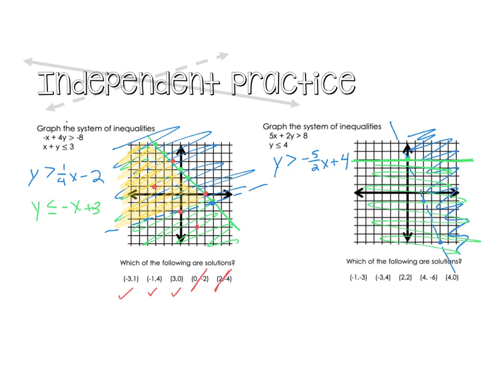So my overlapped area is this area right here. So if I'm looking at negative 1, negative 3, it's not a solution. Negative 3, 4, not a solution. 2, 2 will work. 4, negative 6 is on the dotted line, so it will not work. And 4, 0 is within the area, so it will work.